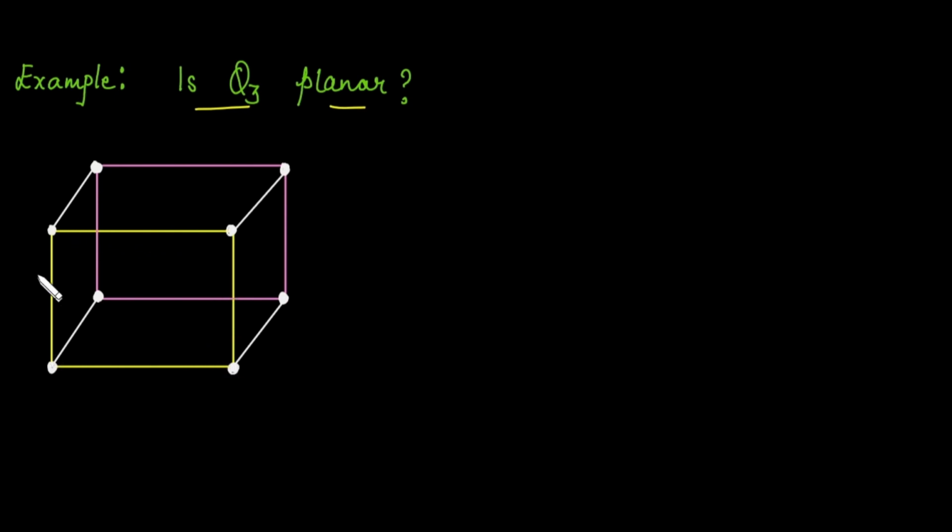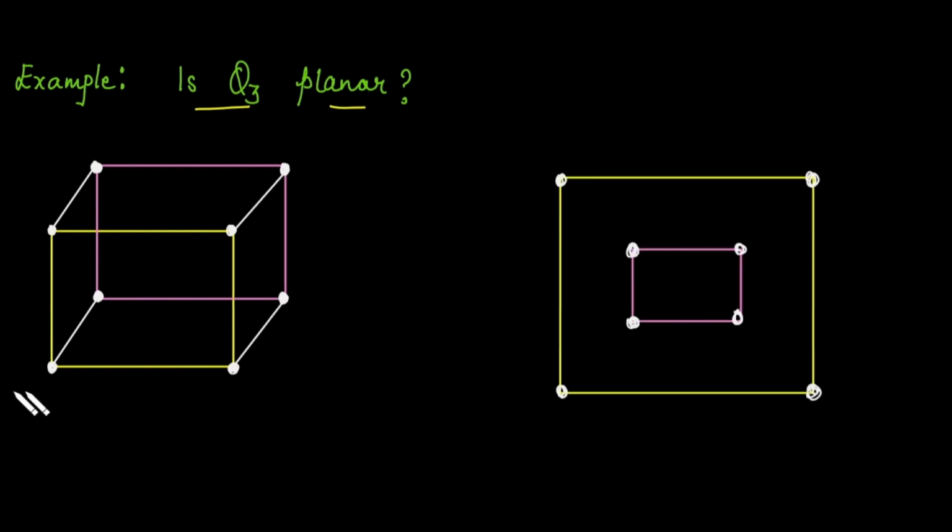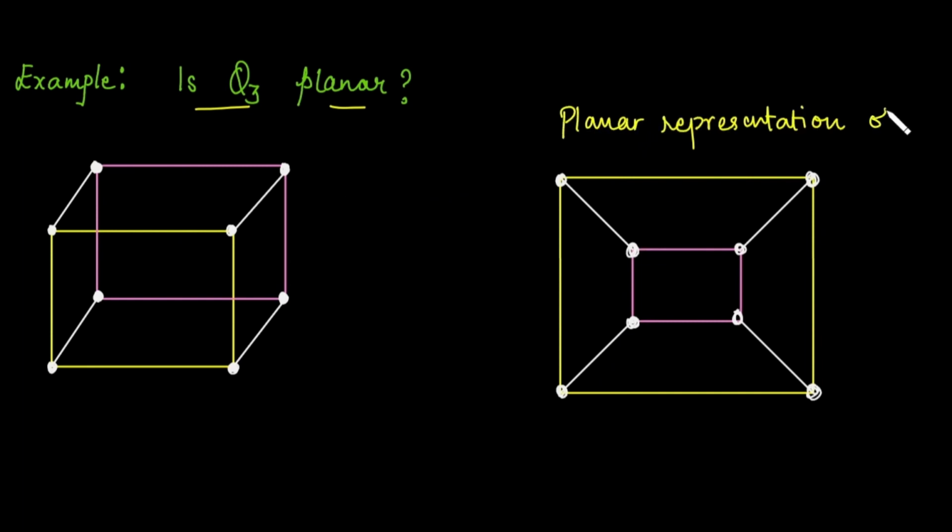For that you can take the front face of this cube as larger than the back face of the cube. So now we will connect these two vertices over here, and these two vertices, then these two vertices and then these two vertices. So this is one way to reconstruct the graph Q3 in a plane without crossing of the edge. This is basically a planar representation of Q3. So it means yes, Q3 is a planar graph, because we can reconstruct this graph without crossing of any edge.